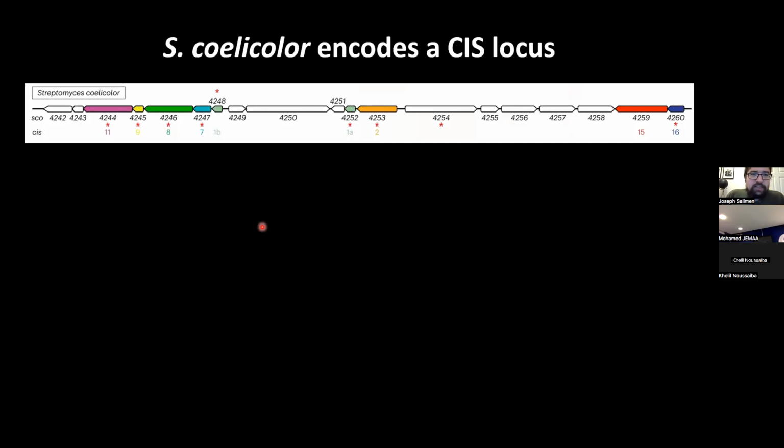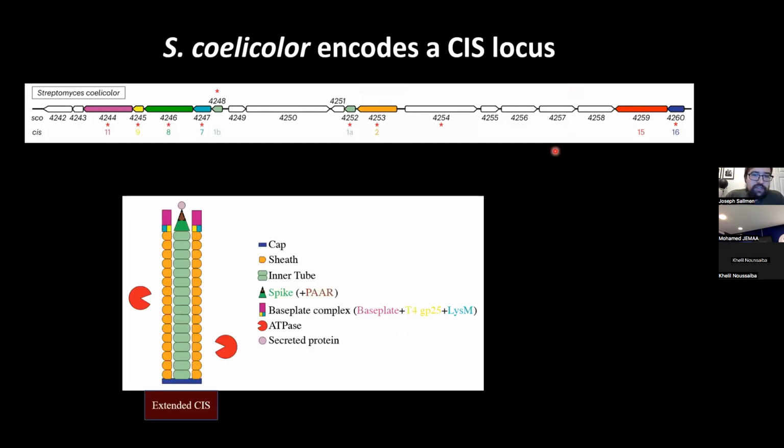And so if we take a look at the streptomyces chromosome, in particular the Streptomyces coelicolor chromosome, we can look for this gene cluster. It's not important that you know the numbers or the letters, but if I show you this graphical depiction, you can see that the genes that we would expect to encode the proteins of the CIS cluster are color coordinated. So you can see the orange one and the green one are the sheath and the tube.